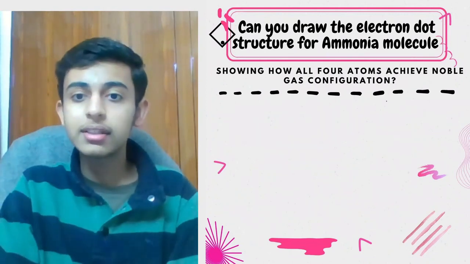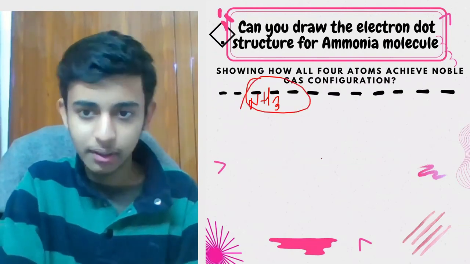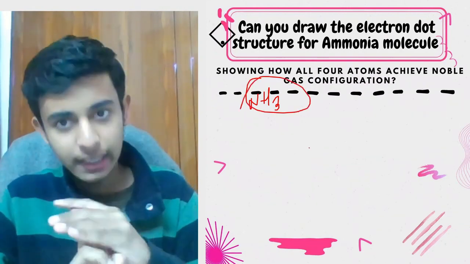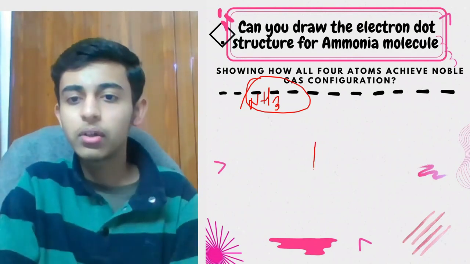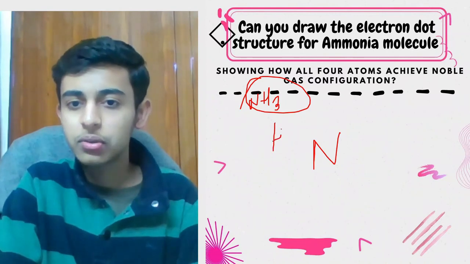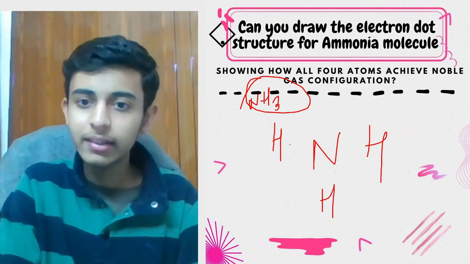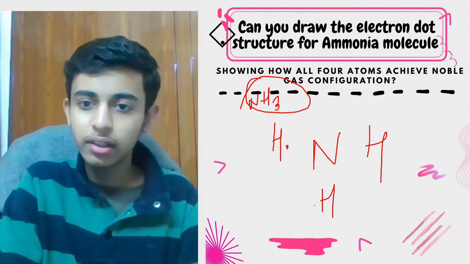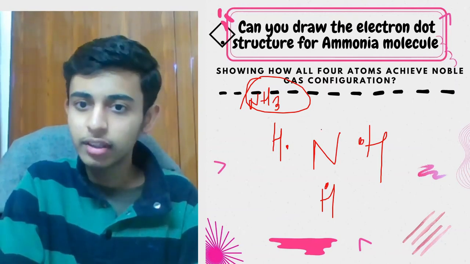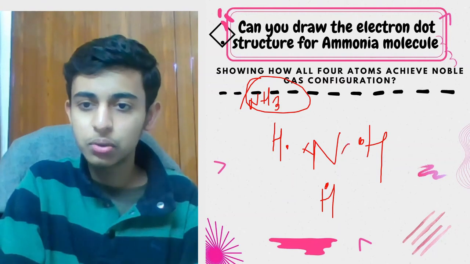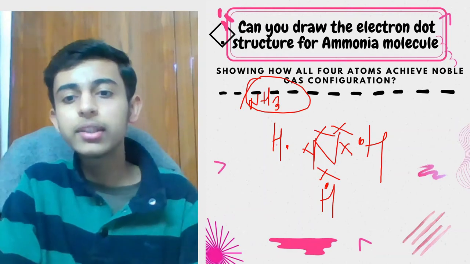So what is the formula? That is NH3. Exactly, we can draw it, can't we? See, there will be three hydrogen atoms and one nitrogen. So you can draw nitrogen over here, one hydrogen here, one hydrogen here, one hydrogen here. Definitely, each will have only one electron. Nitrogen has 5: 1, 2, 3, 4, 5. Done.